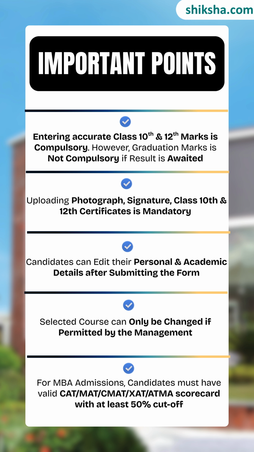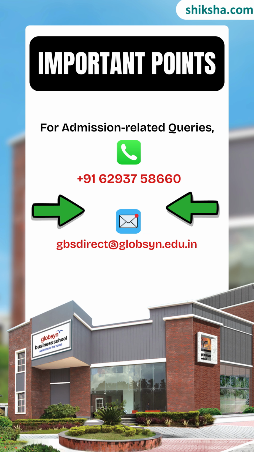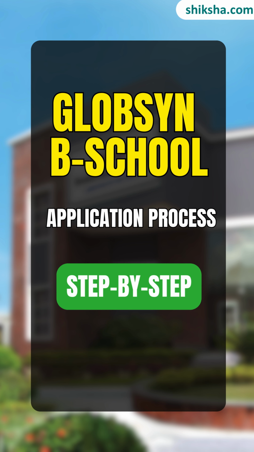For MBA admissions, candidates must have valid CAT, MAT, CMAT, XAT or ATMA scorecard with at least 50% cutoff. In case of any admission-related queries, contact the number displayed on the screen or write an email to gbsdirect@globson.edu.in. Now let's begin with the application process.